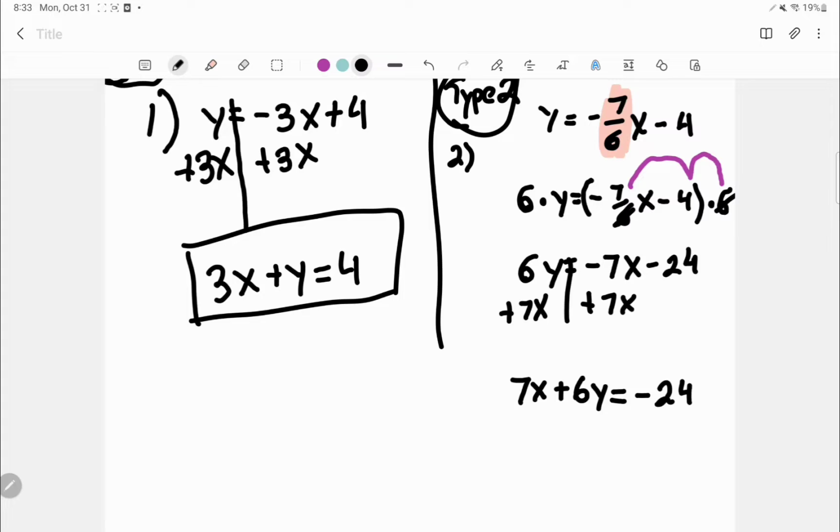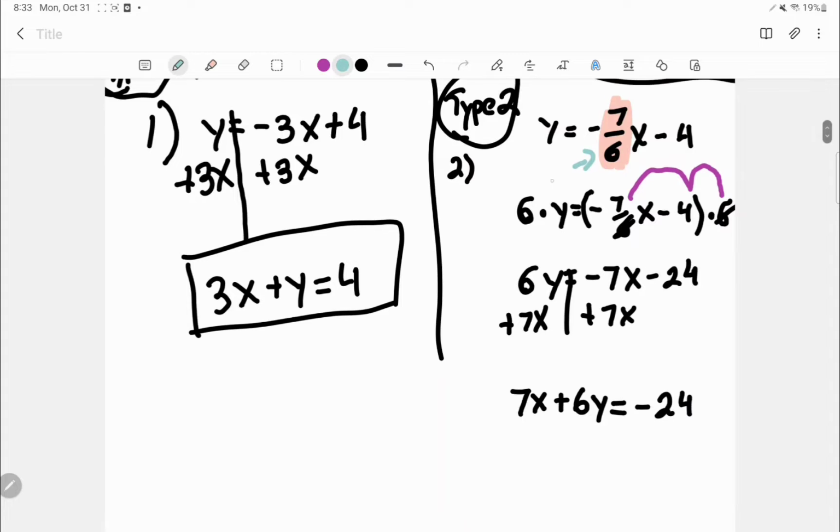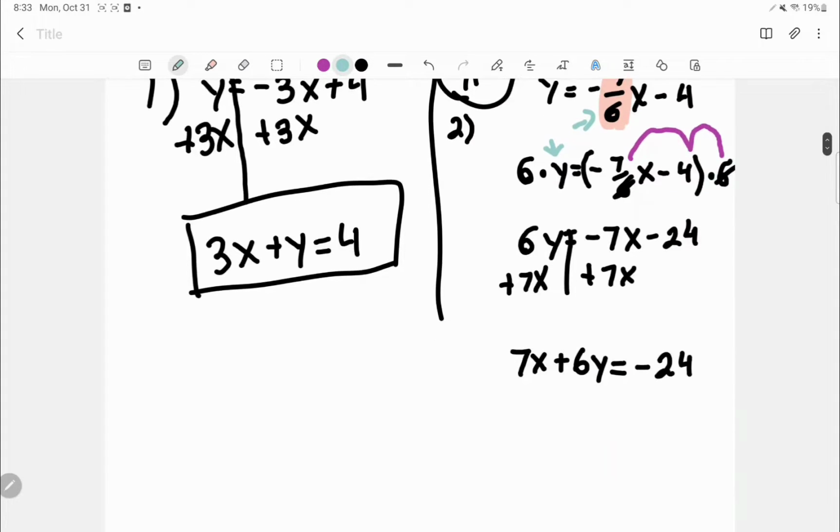So for the very first one, all you have to do is move x. For the second one, you have to get rid of the fraction. The way that you get rid of the fraction is to multiply by the number that is in the denominator. Whatever number you have below the fraction line, that's the number that you're going to multiply across everything. So you have to multiply the y, as well as distribute, like we did right here. Once you do that, all you really have to do is just move the x, like we did over here.